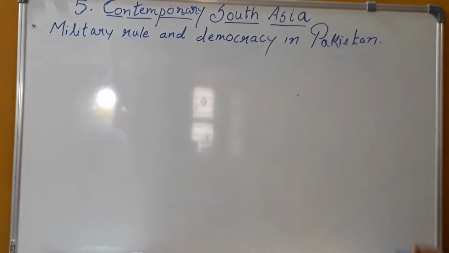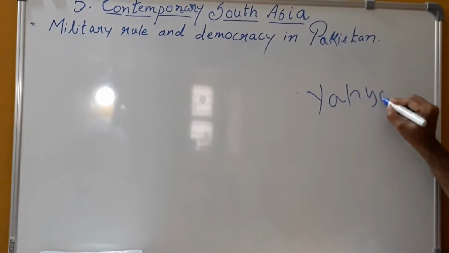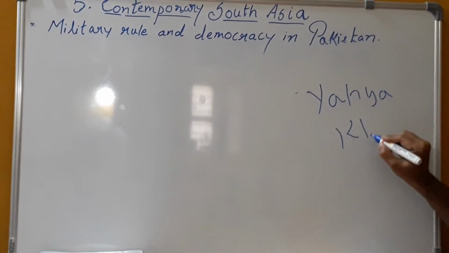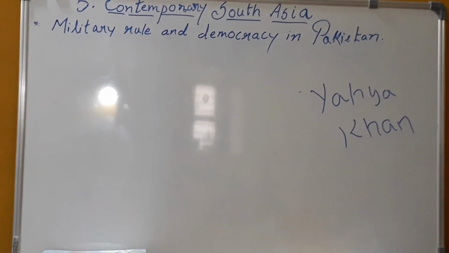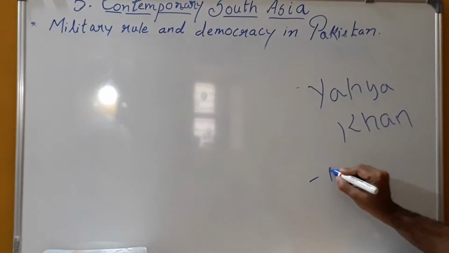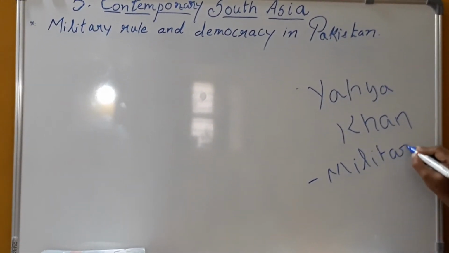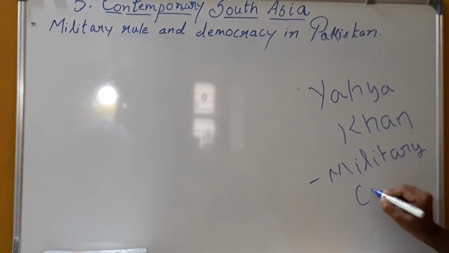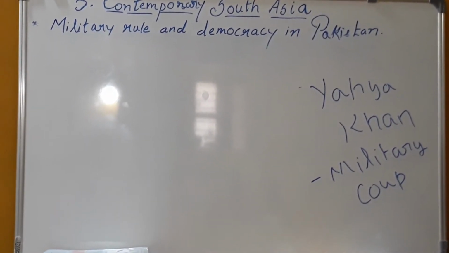So the point to be noted here: when we talked about the emergency in India in 1975, there was also a political movement, isn't it? But the thing is, after political or popular discontent, there was a democratic change in India. There was an election, and Indira Gandhi was forced to conduct an election.